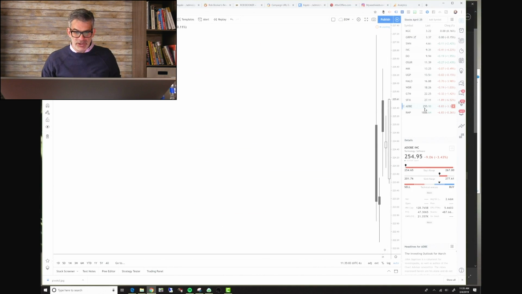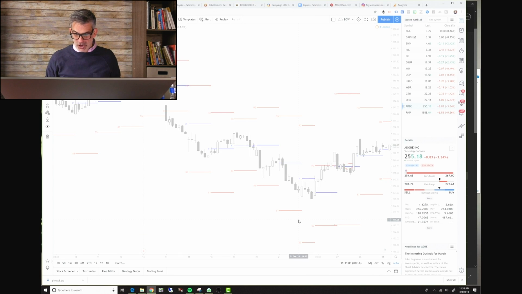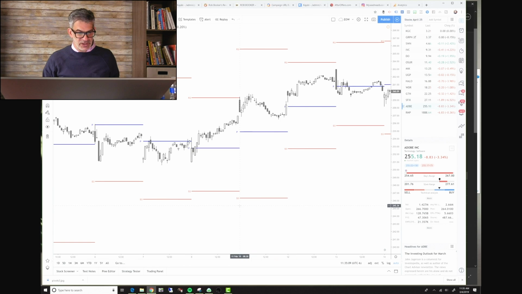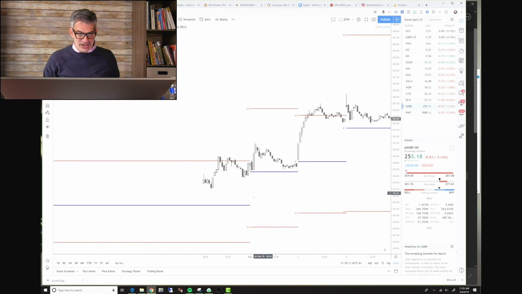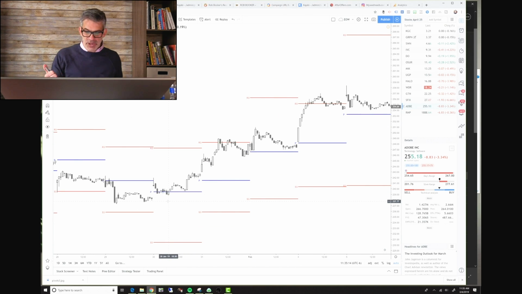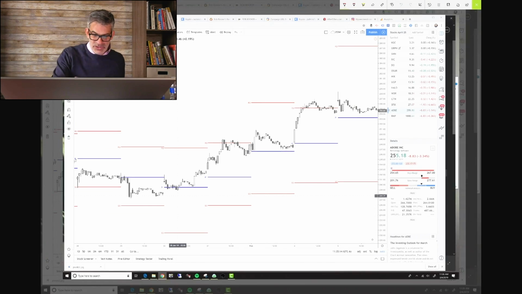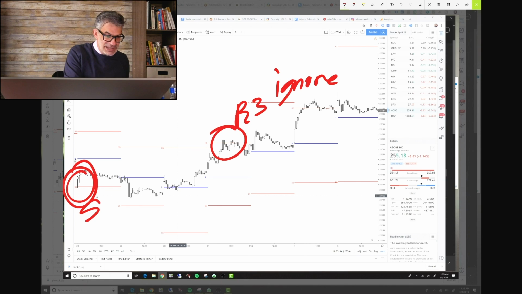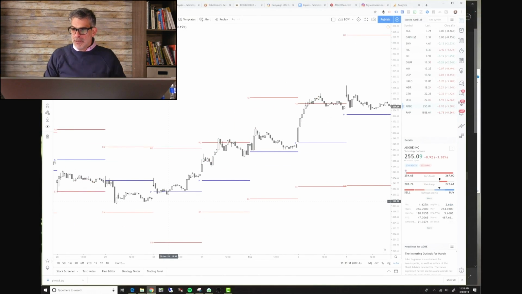I don't even know what Adobe looks like with pivots. Let's take a look at Adobe with pivots. I don't know if Adobe looks very good with pivots. Maybe you like a stock. I like Adobe. I think Adobe is a great stock. So maybe when Adobe hits R3, you just ignore it because you don't want to sell Adobe, right? Maybe you just ignore it because you think it's a high-quality financial instrument. But maybe when it hits S3, you do buy it because you're bullish Adobe. I really like Adobe. I really like Stitch Fix.